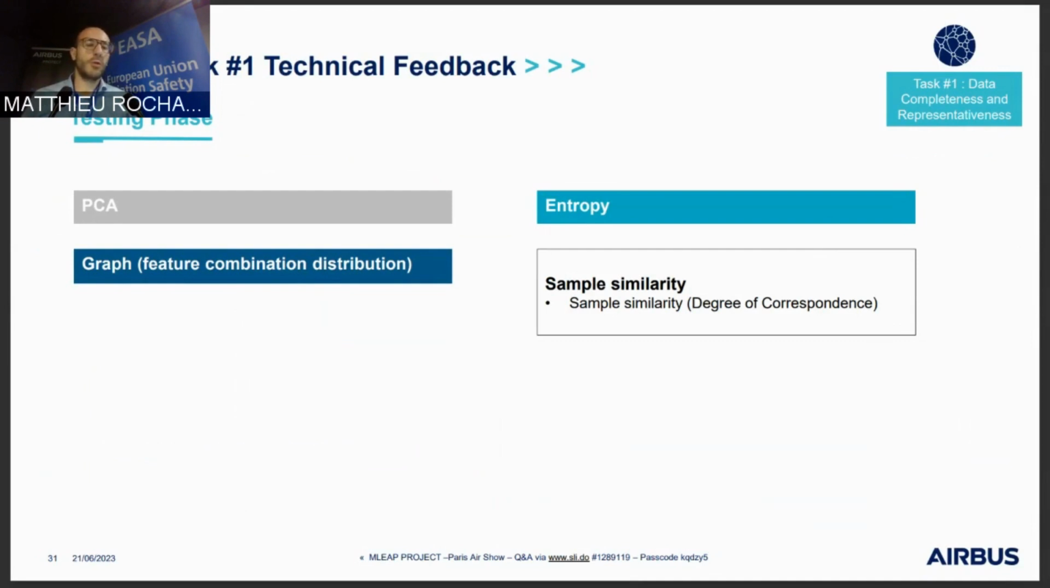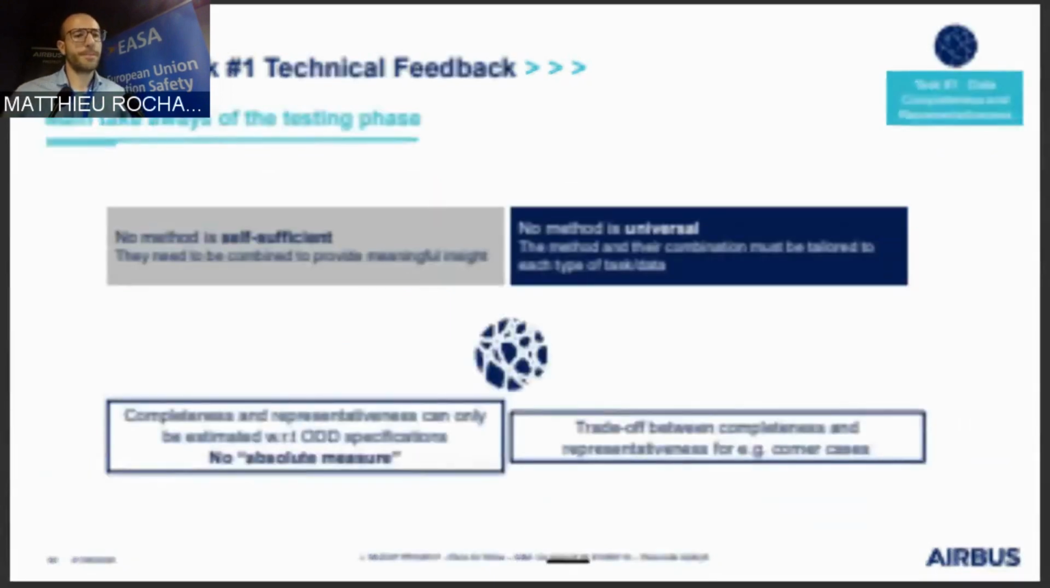We also worked on a classical measure that is called entropy. We computed entropy on images. It was quite interesting too. We also worked on a graph method that worked on the feature combination distribution and that appeared as a good complement to PCA. And finally, we worked on sample similarity through specific metrics, because sample similarity is a very vast subject, and this approach is also very promising.